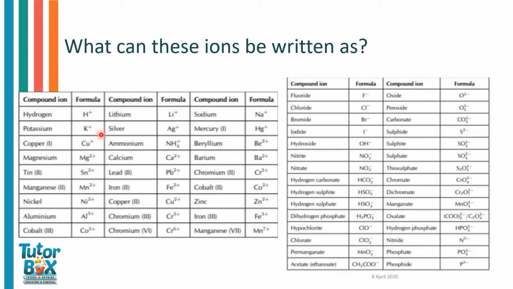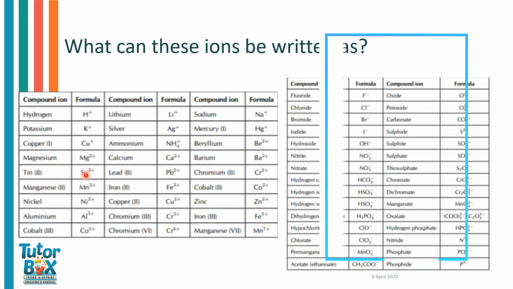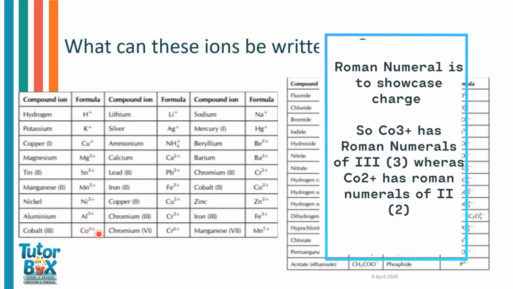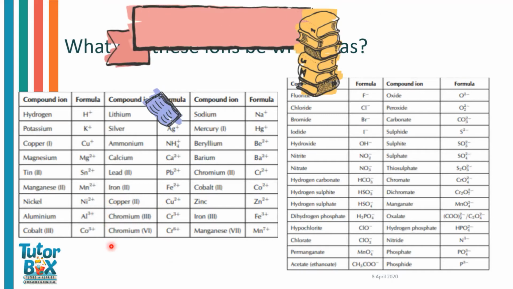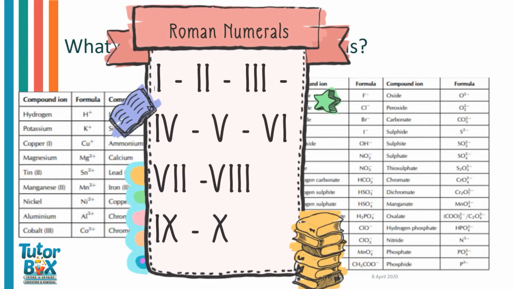Okay, so you've got hydrogen, potassium, copper, magnesium, tin, manganese, nickel, aluminium, cobalt, and I hope you've noticed that they have the 3 and the 2 or the 1. Oh, that's a 2, sorry. And that relates to your charge. Got lithium, silver, which is Ag, ammonium, calcium, lead 2, iron 2, copper 2, chromium 3, chromium 4. So this is where I was talking about - oh, that's 6 - where knowing your Roman numerals is also pretty important, but it can exist in various forms.